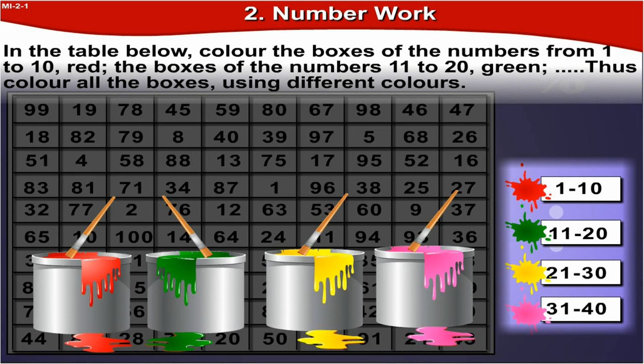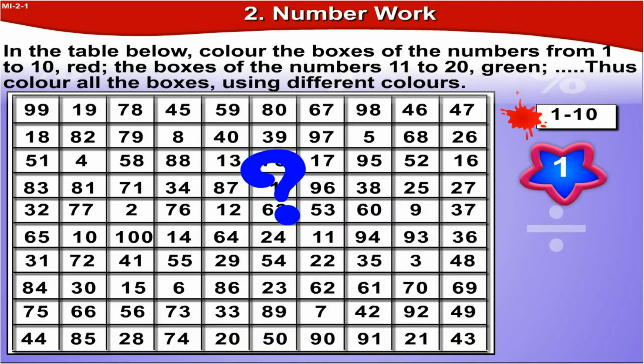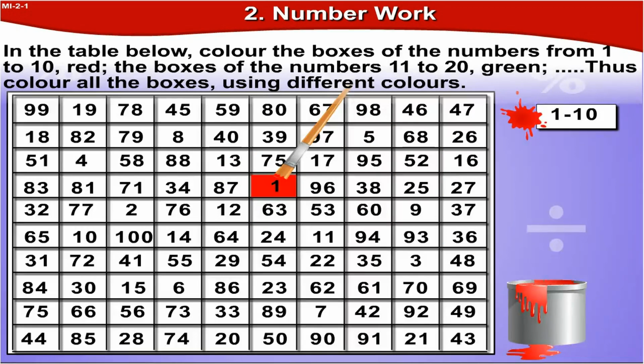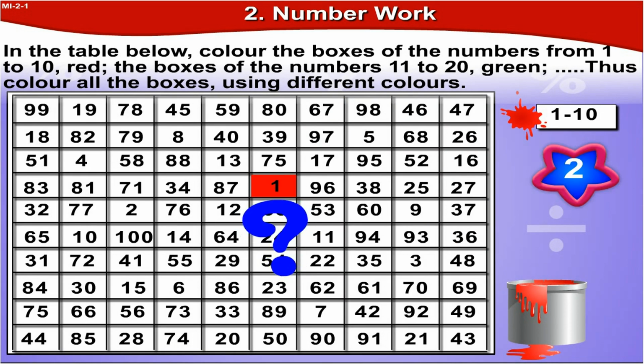So now let's begin. Let us find out number 1. Now color this box in red color. Can you locate number 2? That's right. Color it red. Now let us look for number 3. Here is number 3. Let's color the box in red color.